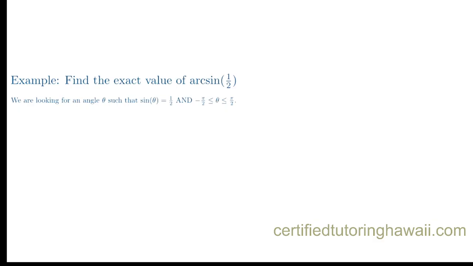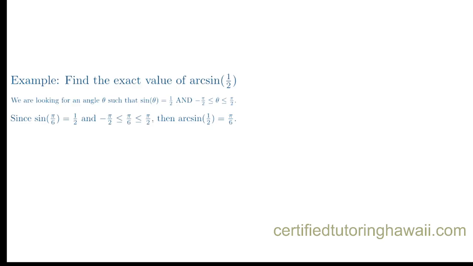If you recall your unit circle or special triangles, you know that sine of π/6 is 1/2. Is π/6 in our required interval? π/6, or 30 degrees, is indeed between -90 degrees and +90 degrees. So, the arcsine of 1/2 is π/6. It's critical to always check the range of the inverse function.